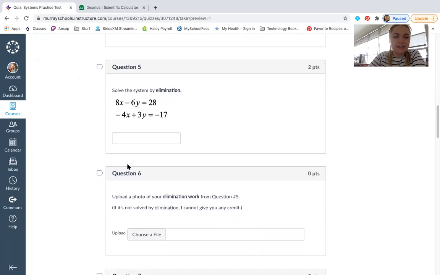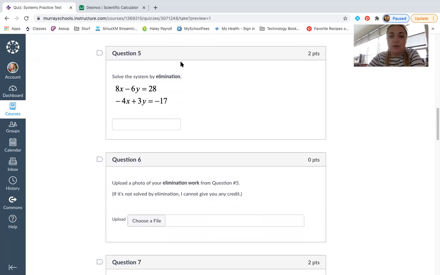Okay, so number 5 says solve by elimination. You have to follow what it says on here. So since it says elimination, you've got to make one of these eliminate. So if I look at my x's, I've got 8x and negative 4x, and looking at my y's, negative 6y and 3y. I'm going to go ahead and try to get my x's to match, and by the way, I'm just choosing that because I see them right there.